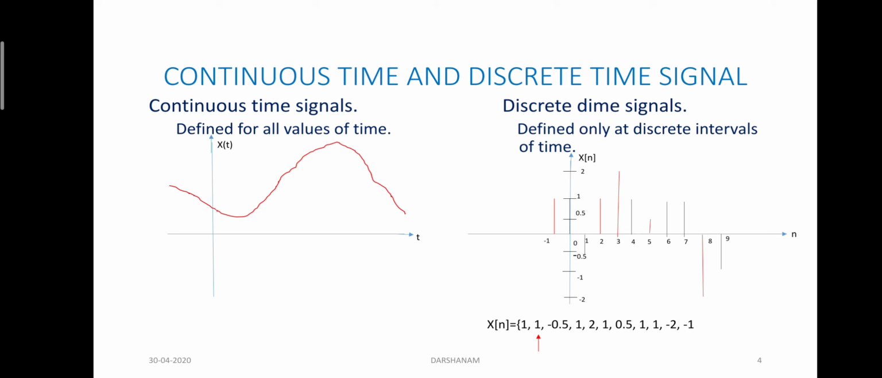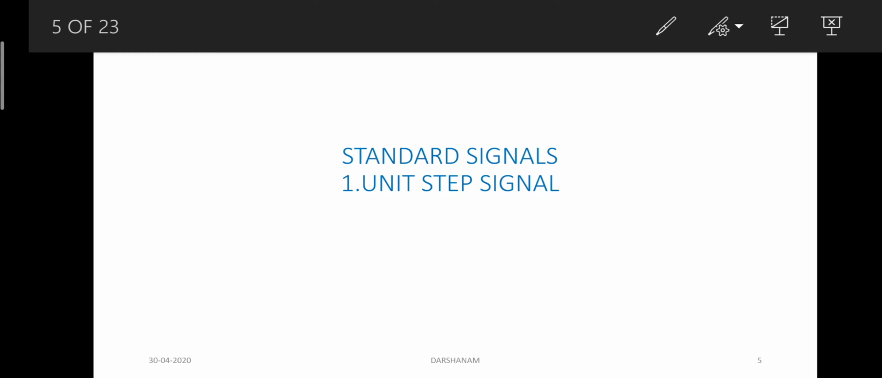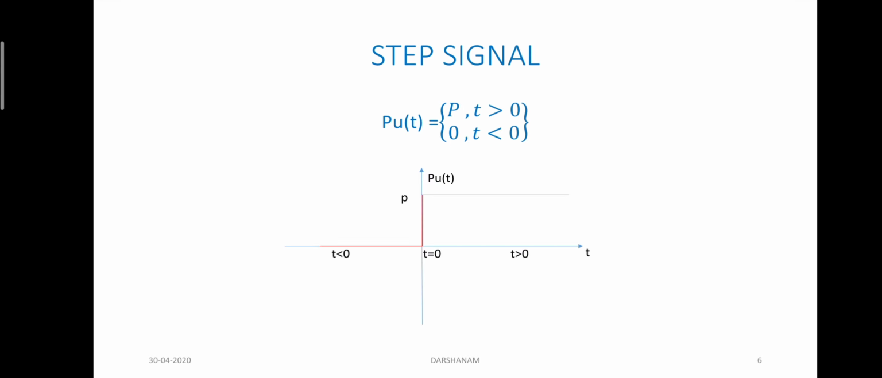So we have discussed the definition of signals, continuous time signal, discrete time signal, and now we are going to the next topic which is standard signals. First we are going to discuss about the continuous time domain standard signals, and then we will discuss discrete time domain signals. The examples of standard signals include step signal, impulse signal, ramp signal, exponential signal, etc. First, in this lecture, I am going to discuss about the step signal.